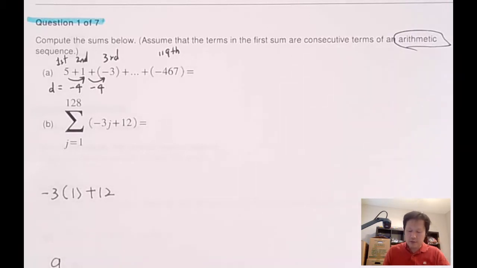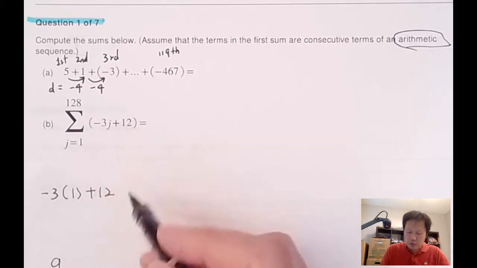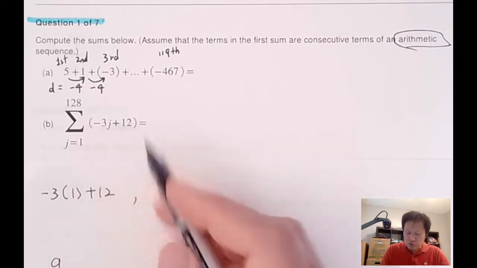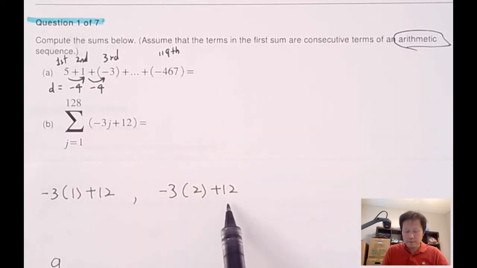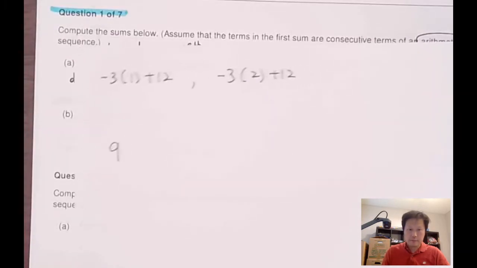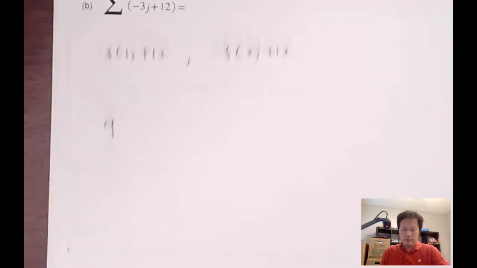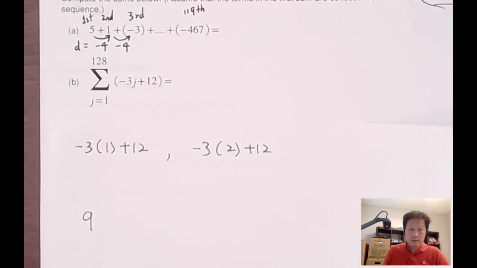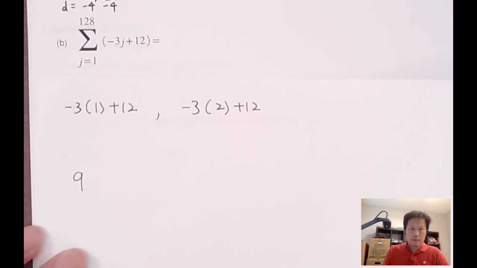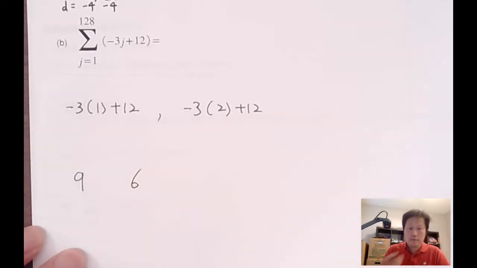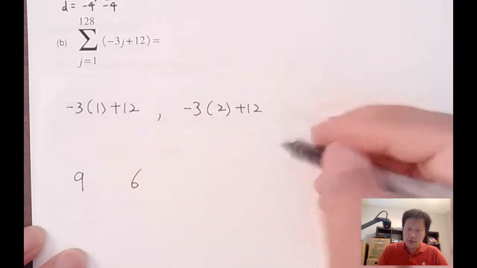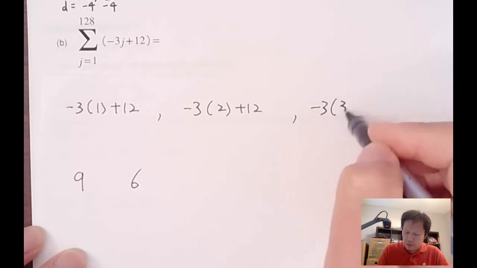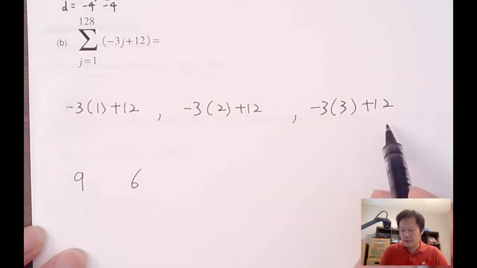J, the next number after 1 is 2. Plug in 2. So minus 3 times 2 plus 12. That's minus 6 plus 12. That will be what? 6. Next number after 2 is going to be 3. Plug in 3. So it will be what? Minus 3 times 3 plus 12. So minus 9 plus 12. That's going to be 3. You get the idea.